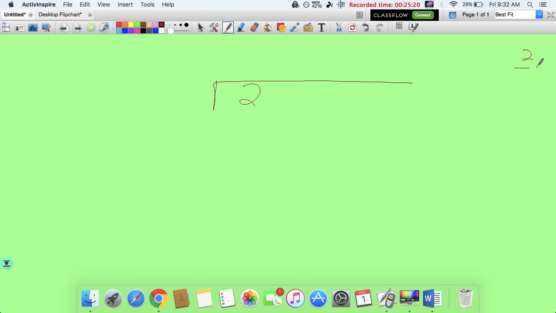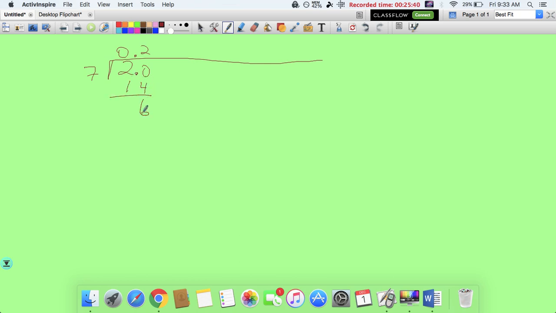So here's 2/7. 2 goes inside, 7. I need more room, so let me put it right here. Notice that I'm making this really long. So 7 does not go into 2, add a 0, add a decimal. Let's start dividing. 7 goes into 20 2 times, which is 14. 6 left over, bring another 0 down. 7 goes into 60 8 times, which is 56. 4 left over, add a 0, bring it down. 7 goes into 40 5 times, which is 35. 5 left over, bring a 0 down.